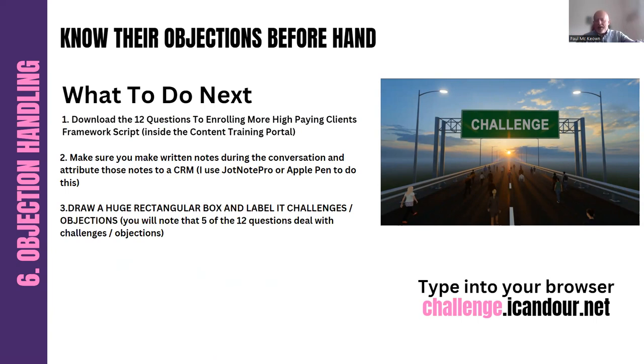And you will note that you're going to be drawing a big box that's going to occupy quite a large percent, let's say about 20 to 25% of the page. So a huge box. And inside that, I want you to write the word challenges or objections. And you will note that as you go through that script, those 12 questions to enrolling those high-paying clients, you will notice that there are about five out of the 12 questions.